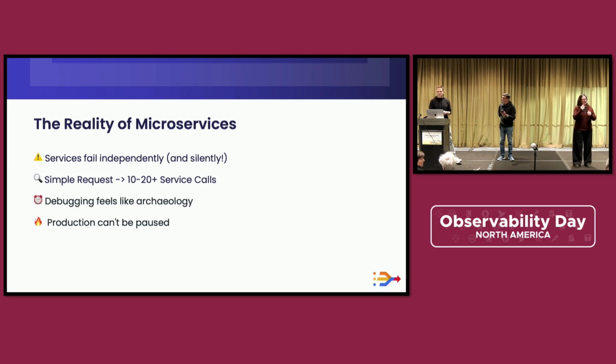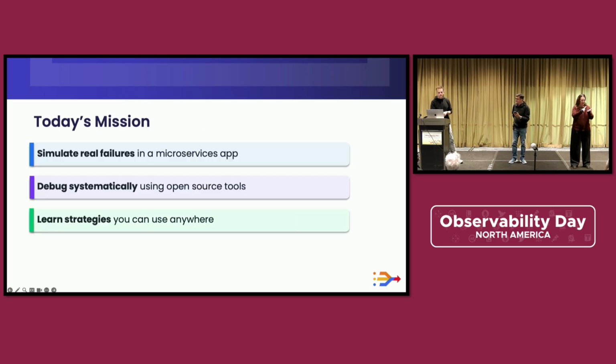And when something breaks in the middle of the night, figuring out what went wrong can feel like archaeology. You're digging through those logs, bouncing between different services, and trying to put together the pieces of the puzzle for something that might have happened hours ago. Even worse, when there's a problem, you can't just simply pause production and debug it. You have to figure it out while the system is running and the users are waiting for you. So what do we do? Well, that's what we're here to talk about.